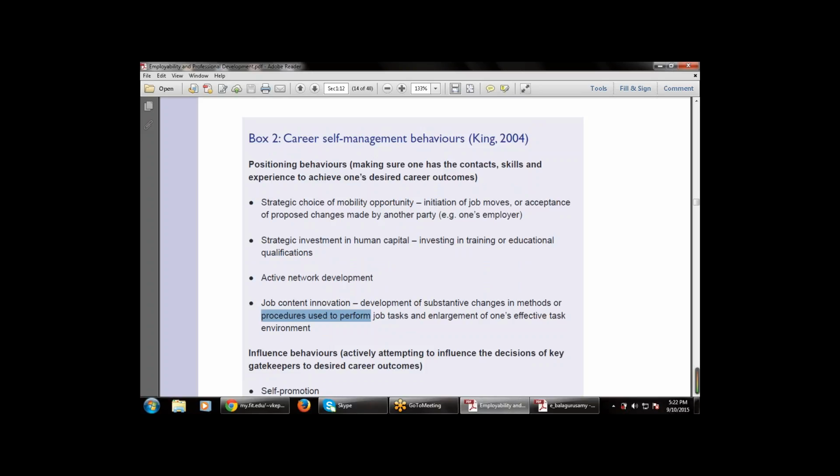Next is the influence behavior. One is the positioning behavior, next is the influencing behavior, which is used for career development. The influence behavior is actively attempting to influence the decisions of the key gatekeepers to decide the career outcome, whatever career outcome is desired for career development.